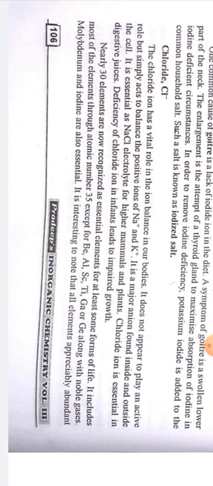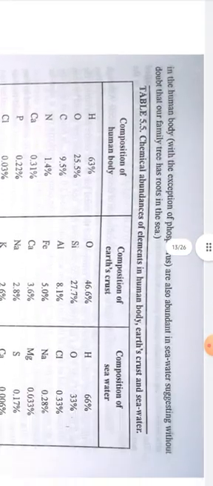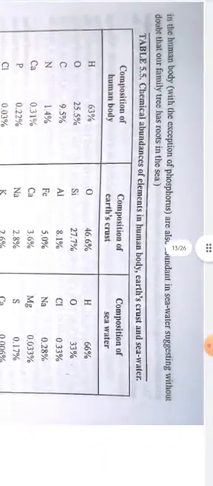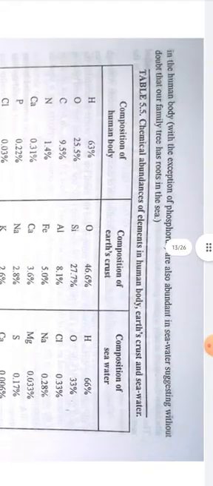Nearly 30 elements are recognized as essential elements for at least some forms of life. It includes most of the elements through atomic number 35, except beryllium, aluminium, scandium, titanium, gallium, germanium, along with the noble gases. Molybdenum and iodine are also essential. It is interesting to note that all the elements appreciably abundant in our human body, with the exception of phosphorus, are abundant in sea water, suggesting without doubt our roots in the sea.